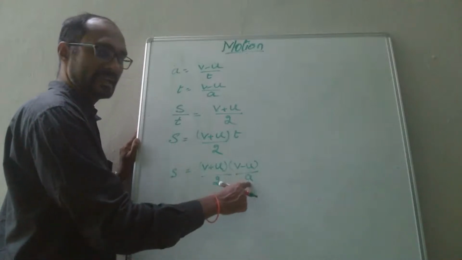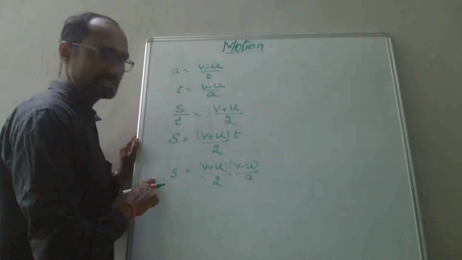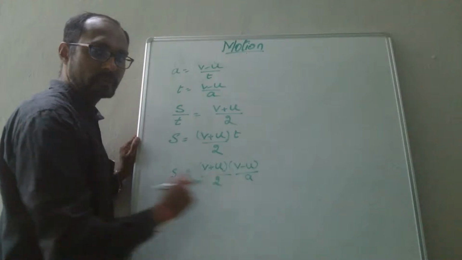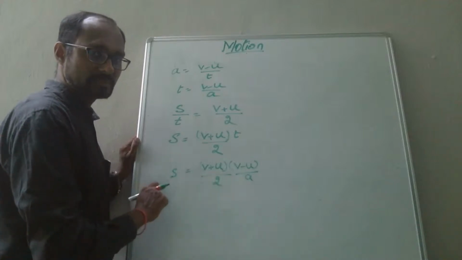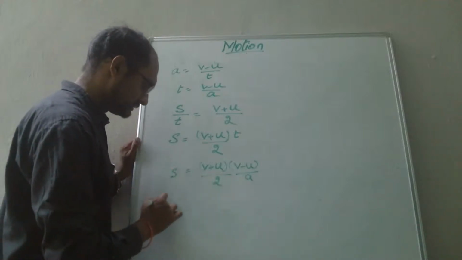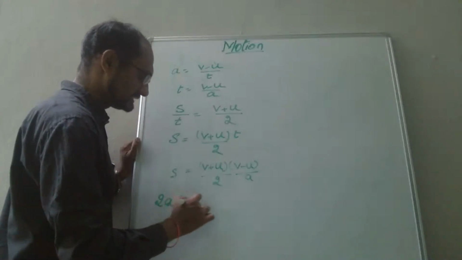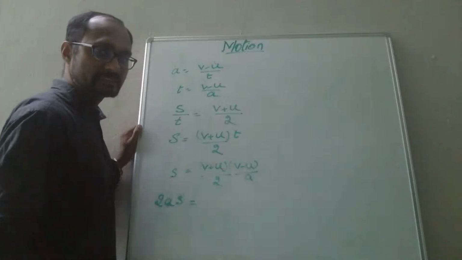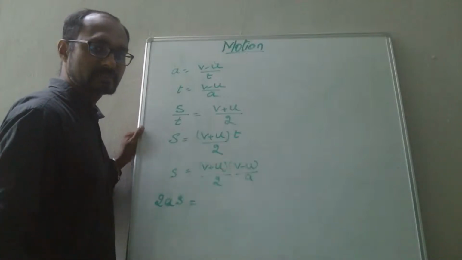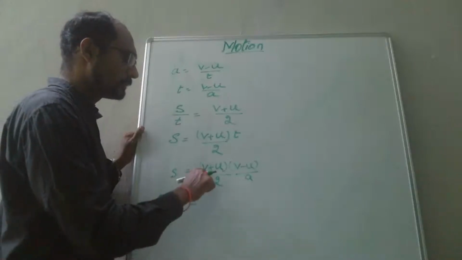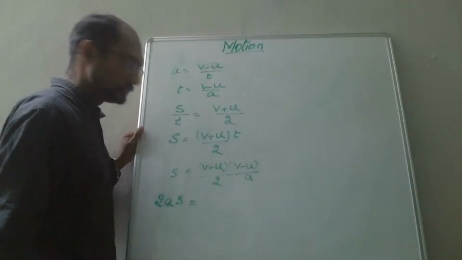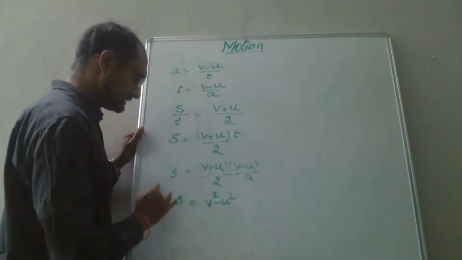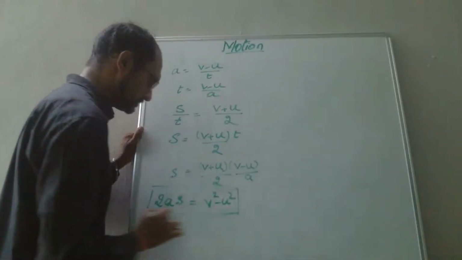Now 2a, I will bring it to the other side. These two being denominators, that is they are dividing, upon crossing the equal sign they will become multiplication. That makes it 2as is equal to (v plus u) into (v minus u). As far as my memory of mathematics goes, this is in the form of (a plus b) into (a minus b), which is a square minus b square. So v square minus u square. So this is the third equation of motion.